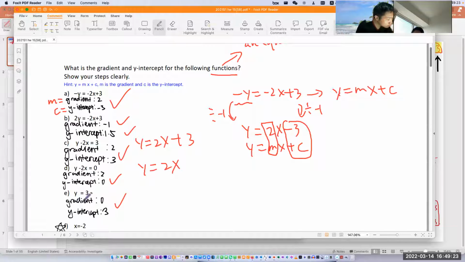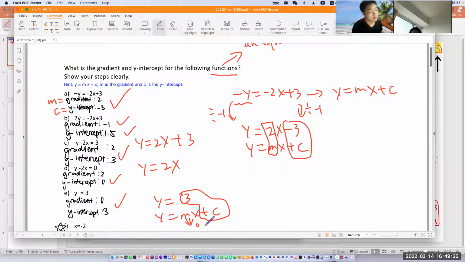Then for this one, y equals 3. You compare to the mx plus c. You can see that the c is 3, and the m is actually 0. There is no x. The only way you can get rid of the x is when m is equal to 0. That's why your m is equal to 0 in this case.